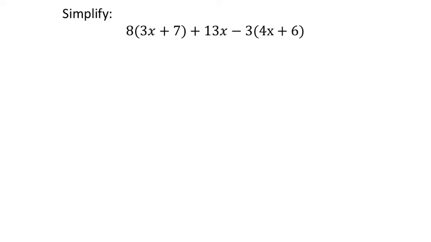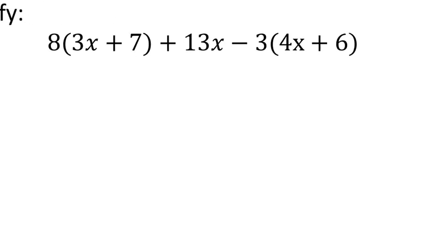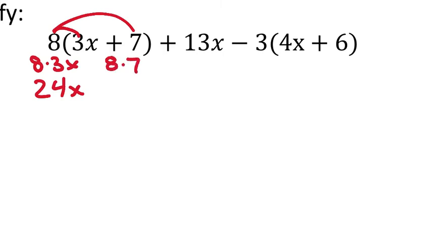So, the first thing I'm going to need to do on this one is some distribution. Let's make this a little bigger. So, I'm going to start with this one on the left with the 8, okay? So that would be 8 times 3x's, 8 groups of 3x, which would be 24x's. And then I would have 8 times 7, which would be positive, because these are both positive. Positive 56. Now, I'm not worried about the plus 13x. I'm just focused on distribution right now.